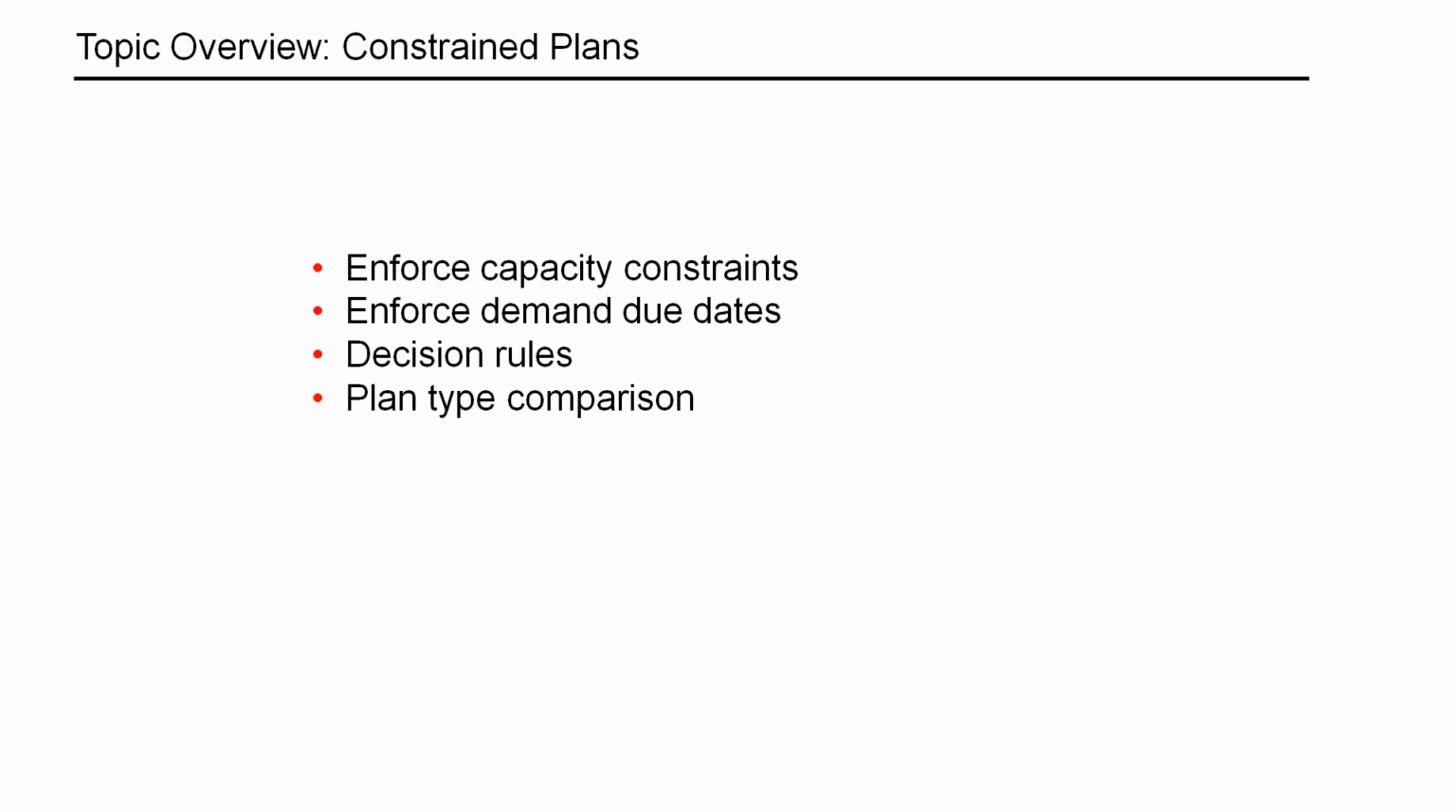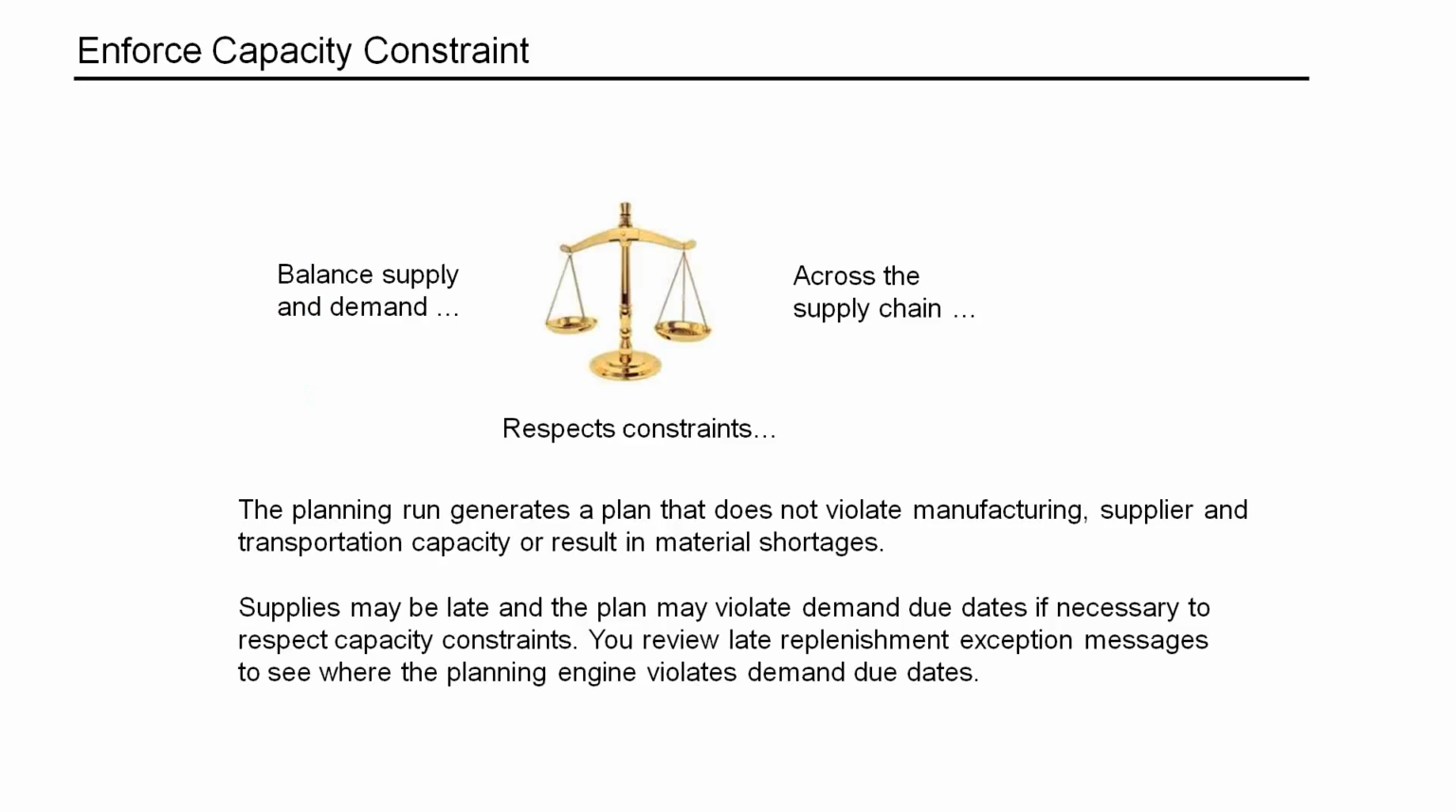Based on that we can set certain decision rules, and we can do some plan type comparisons. We will see that in the subsequent slides. Enforced capacity constraint planning is nothing but balancing the supply and demand across the supply chain by respecting the constraints. It will respect the constraints of the resources, the suppliers, and whatever parties are involved in making the goods, and then it will suggest some dates.